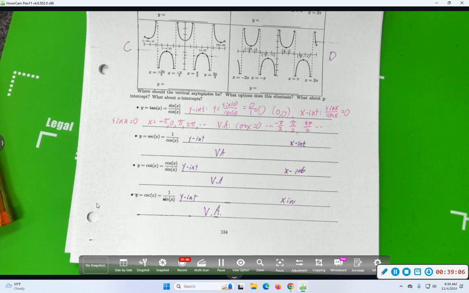I thought you had a vertical asymptote. Oh, yeah. So notice some of these things don't have y-intercepts. So there's a good chance that whichever one I'm asking you to do might not have a y-intercept. Instead, it might have a vertical asymptote at x equals 0.